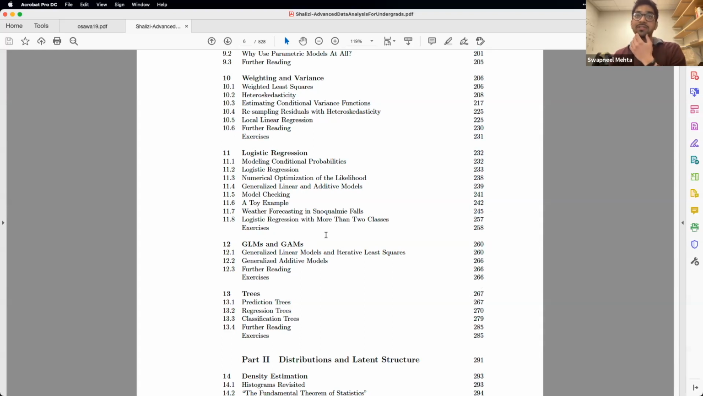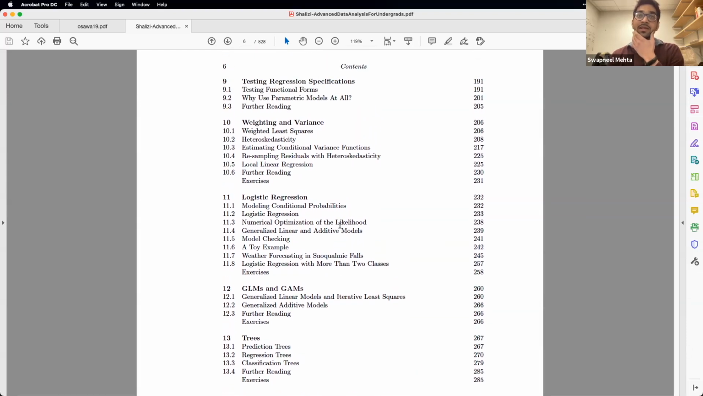After looking at all of these models, in chapter 9, we come to actually testing regression specifications. And what that means is basically we, sorry, does someone have a question? Okay, if not, maybe mute yourself.